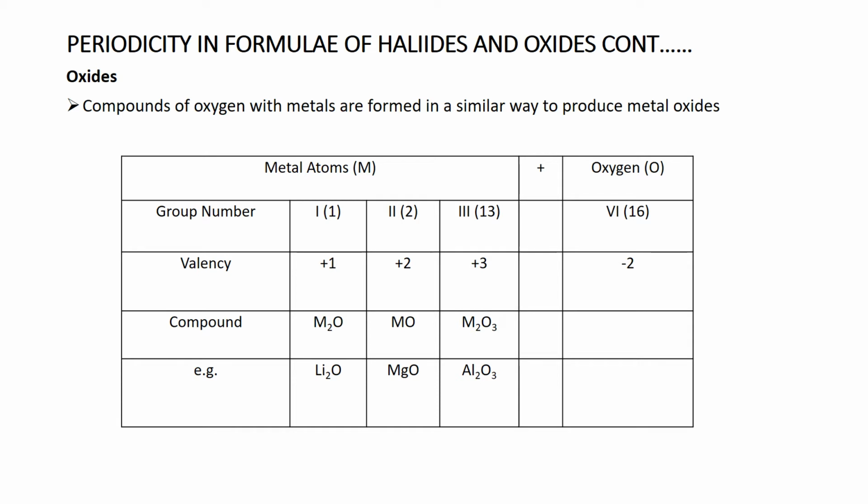And then if oxygen reacts with a group 2 metal, again you are going to use the crossover method, and you are going to get a formula of MO. For example, if it reacts with magnesium, the formula will be MgO. And then if it reacts with a group 3 metal, the formula will be Al2O3, which again you get from using the crossover method.